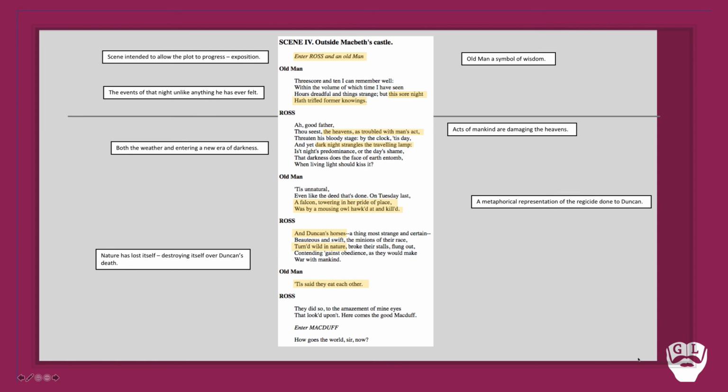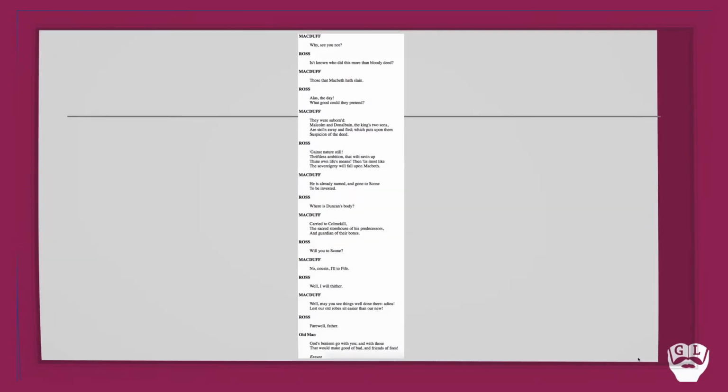Macduff then enters, and he's asked about how things are going, and Macduff asks, why, see you not? That he is despairing at the state of the world as much as Ross and the old man are. He then confirms how those that Macbeth has slain have been convicted of the crime. They were suborned by Malcolm and Donalbain. It's believed the king's two sons have suspicion of the deed.